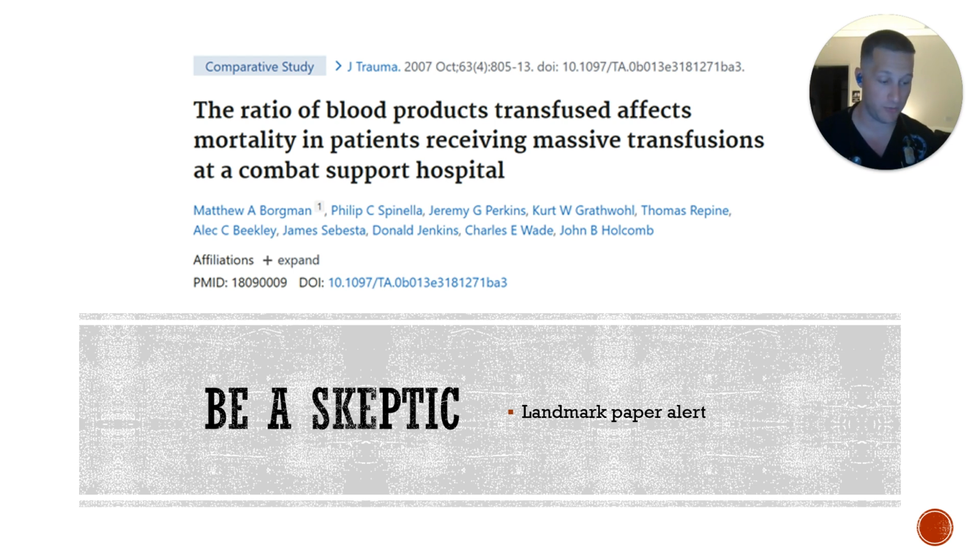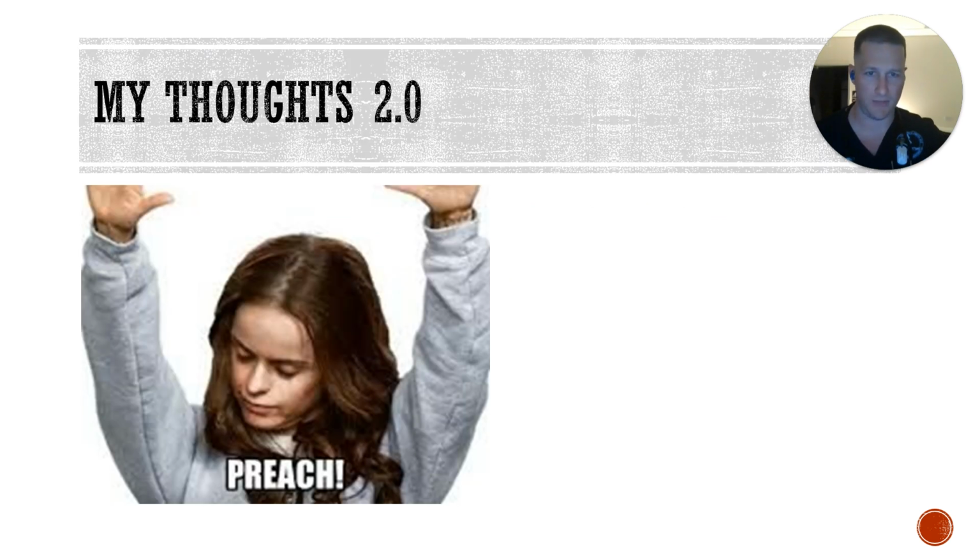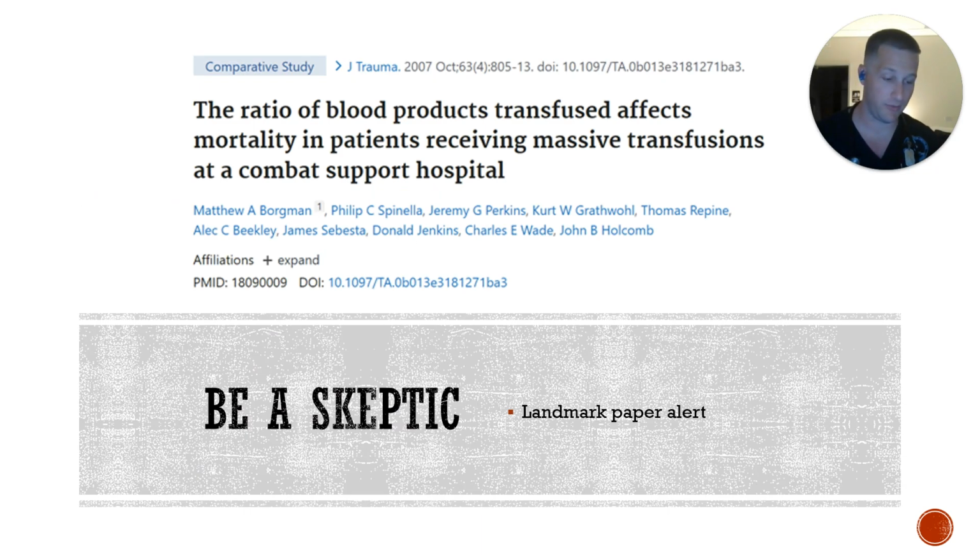And then I'm just going to read off the mortality rates, which are quite impressive. So in the low group, so people who got more PRBCs than plasma in a crazy high ratio, 8-to-1, their average mortality was 65%. So that's bad, like 6.5 out of 10 people dead.